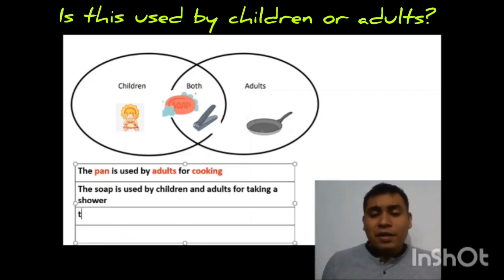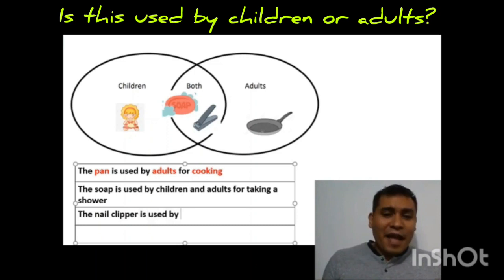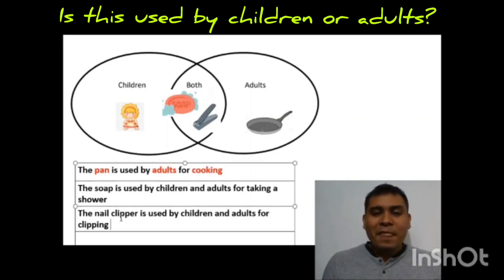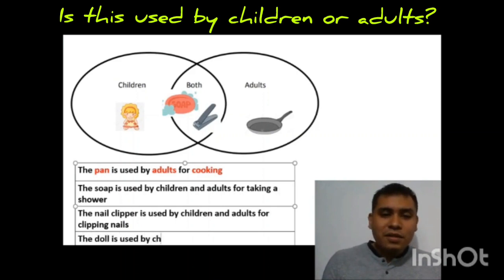Let's continue with the other one, that is the nail clipper. The nail clipper is used by children and adults for clipping nails. And the last one is going to be the doll. And I'm going to write a sentence about the doll as well. It's going to be the doll is used by children, right? Not by adults, just the children, right? The doll is used by children for playing.